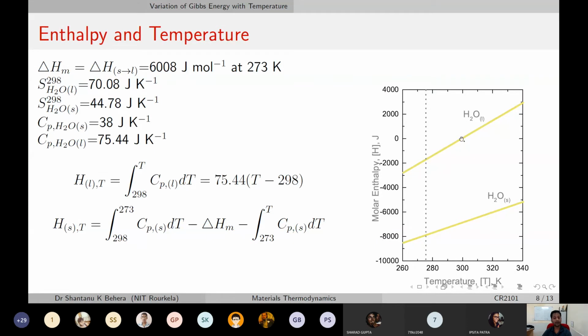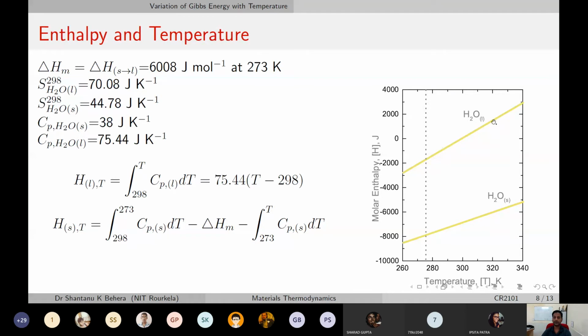And how do you calculate that? For example, if we want to find the enthalpy of liquid water at any other temperature, you simply take the reference point 298, where we kept it 0. And from here, you pick any other temperature T. I want to see the enthalpy of liquid water at temperature T. Then what I do is simply integrate Cp dT from 298 to T. Now this is what is written here.